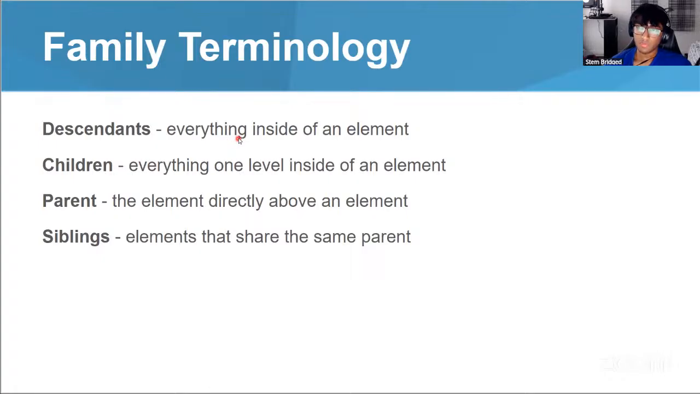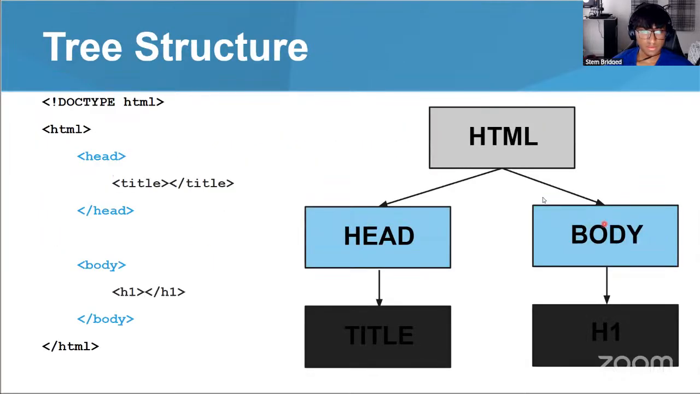So remember we saw that tree, I think day 1 or day 2. We saw a tree, right? And I was like, you don't have to worry about it. Well, now you might have to worry about it if you don't fully understand. So descendants are everything inside of an element. Children is one level inside of an element. A parent is the element directly above an element, and a sibling are elements that share the same parent. And you guys probably have no idea what this means, so let's talk about that.